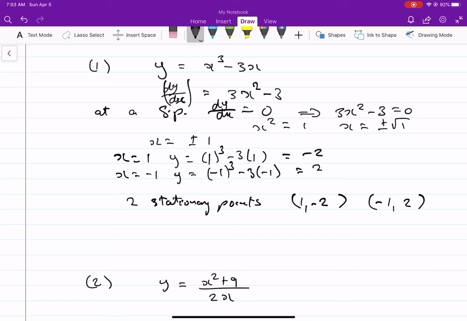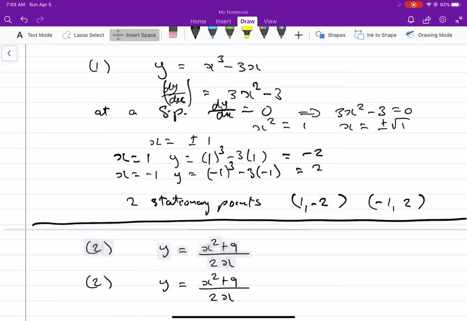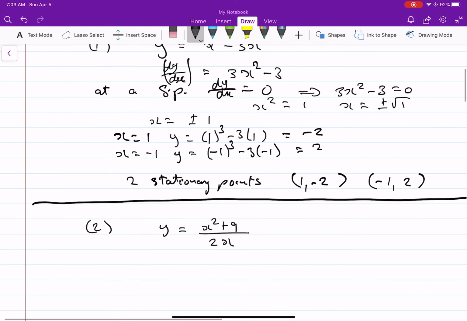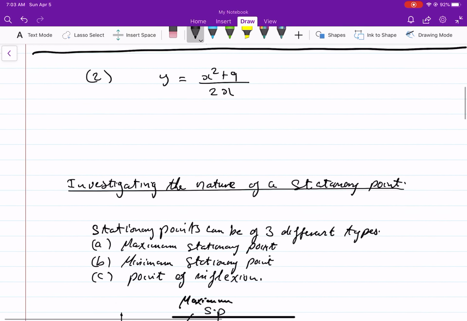Well, that's not so difficult. Let's try the next example. Here's the next example. Find the coordinates of the stationary point or points on this curve.